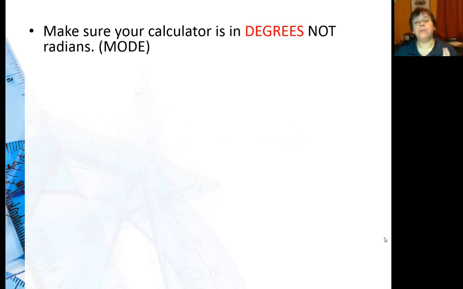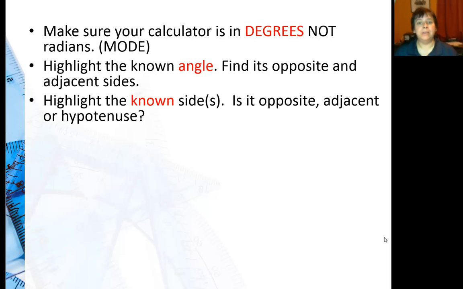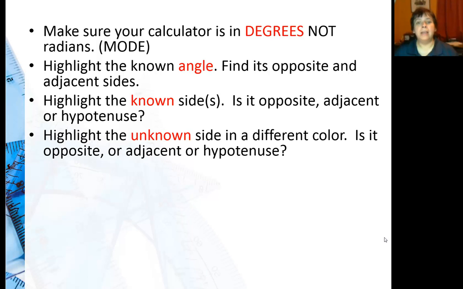So, first of all, when you're doing these problems, you will be using calculators primarily. You need to make sure your calculator is in degrees, not radians mode. You find that by hitting the mode button. Highlight the known angle, find its opposite and its adjacent sides. Highlight the known sides. Is it opposite, adjacent, or hypotenuse? Highlight the unknown side in a different color. I like to make my opposite angles match color with my opposite sides. That way it's easy to pick out if it's opposite.